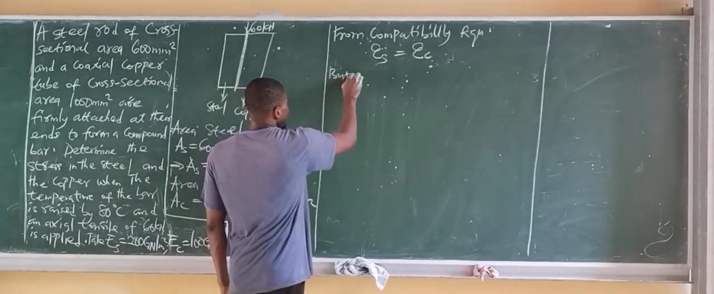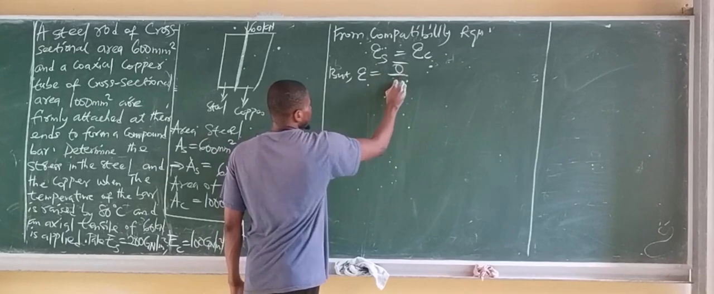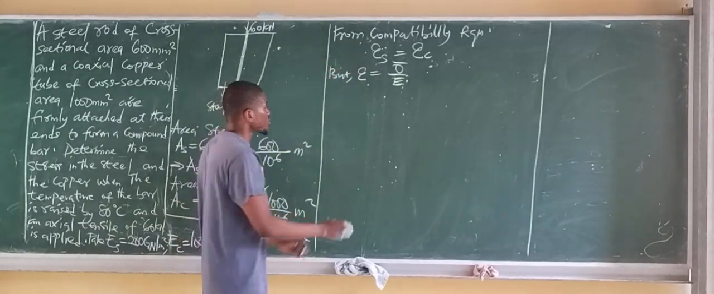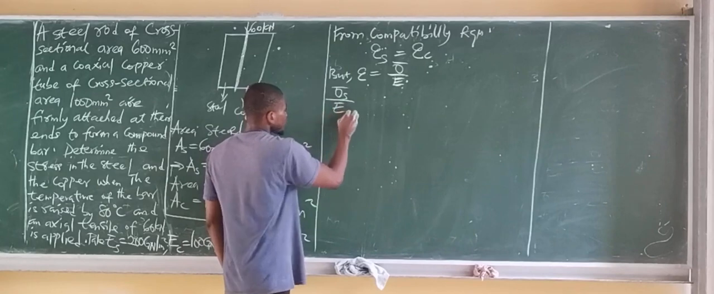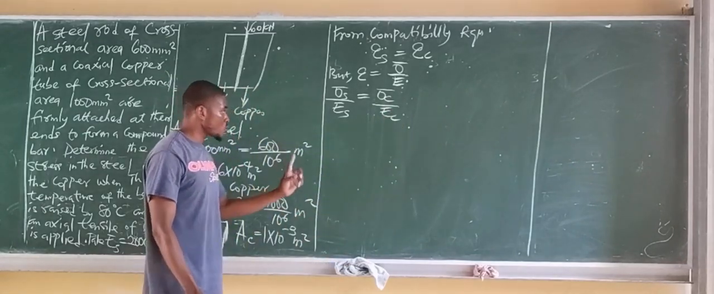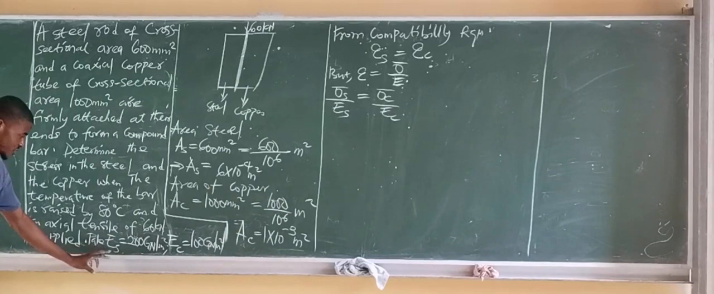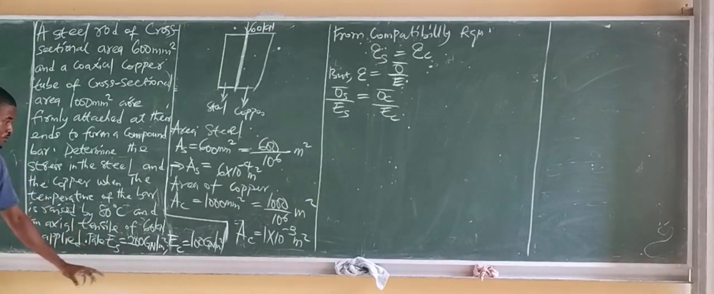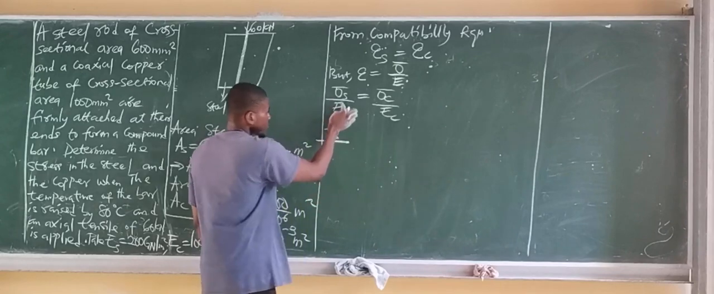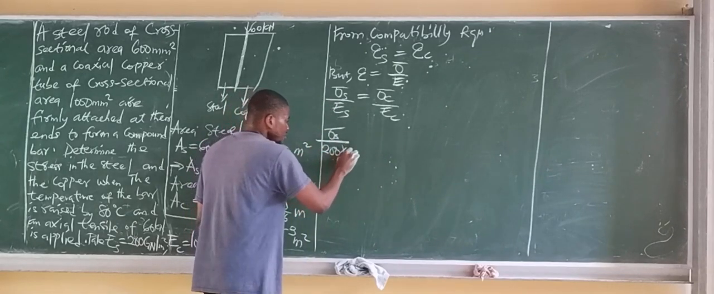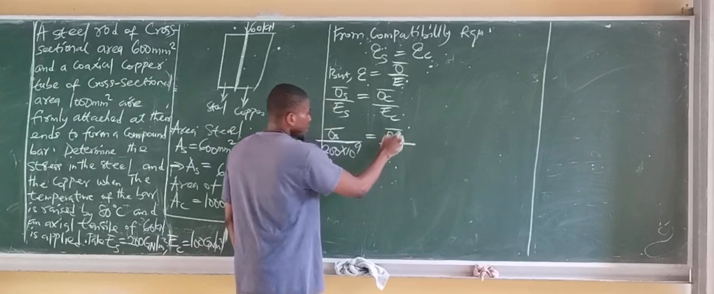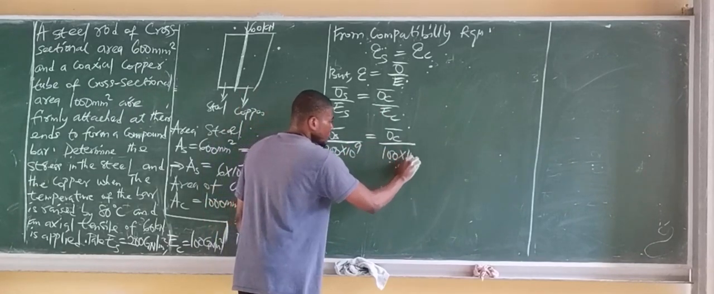But recall, we said that strain itself is simply stress over Young's modulus. So the strain of the steel bar is the stress of the steel bar over Young's modulus of the steel, and that is equal to the stress of the copper over Young's modulus of the copper. We are given that Young's modulus of steel is 200 kilonewtons per meter squared, while Young's modulus of copper is 100. So we have stress of steel over 200 times 10 to the power of 9, giga, that is 10 to the power of 9, and that's equal to stress of copper over 100 times 10 to the power of 9.